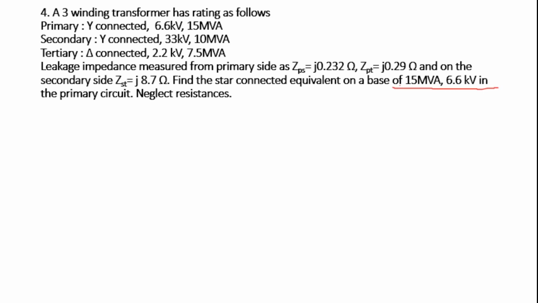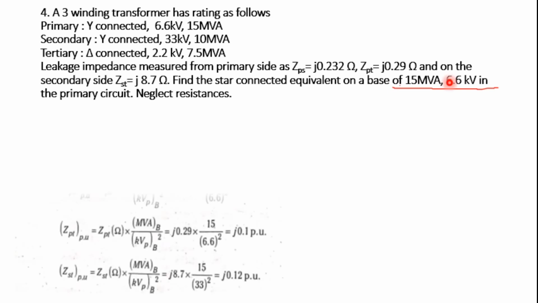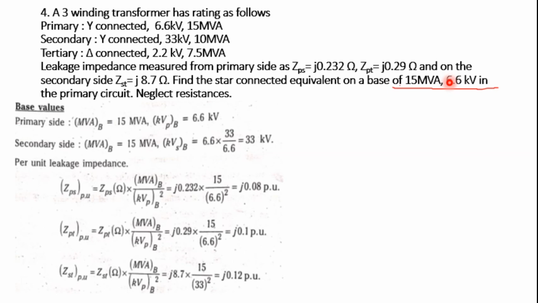So these are the actual values, these are the base values. Okay, now change the base values. This is the actual value and this is the new change in the base values. Let's see how to move forward. Okay, so let's see what is the primary voltage side. It is 15 MVA. The primary voltage is 6.6 kV.